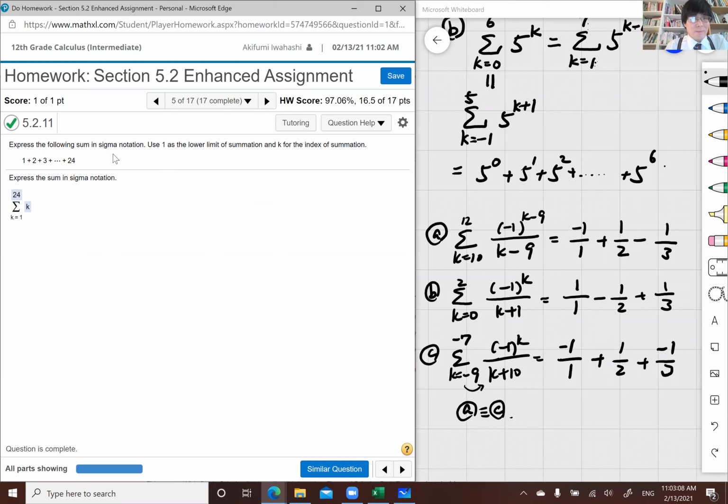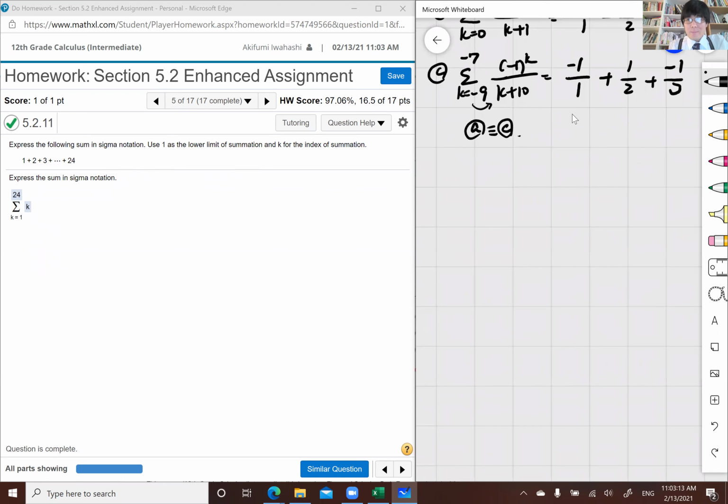Okay, number 5. Express the following sum in sigma notation. Use 1 as the lower limit of summation and k for the index of summation. So I have to use the index k, and I have to start from 1. Well, this clearly has 24 different terms, so I should have 1 through 24. The first term is 1, the second term is 2, the third term is 3, and so on. So the k-th term should be equal to k.